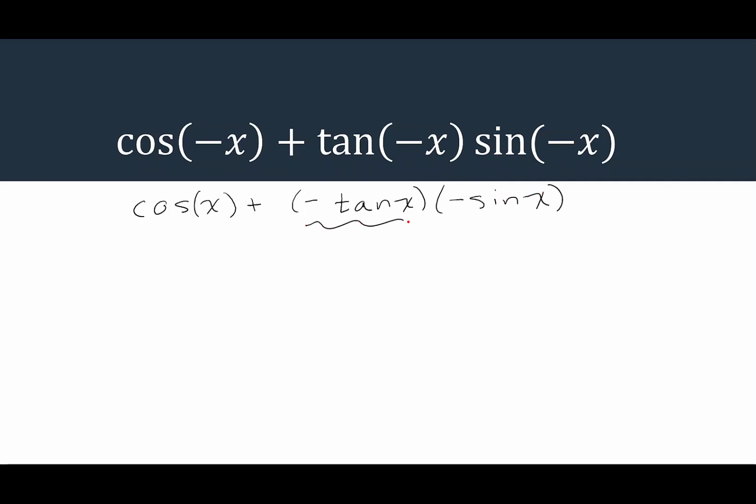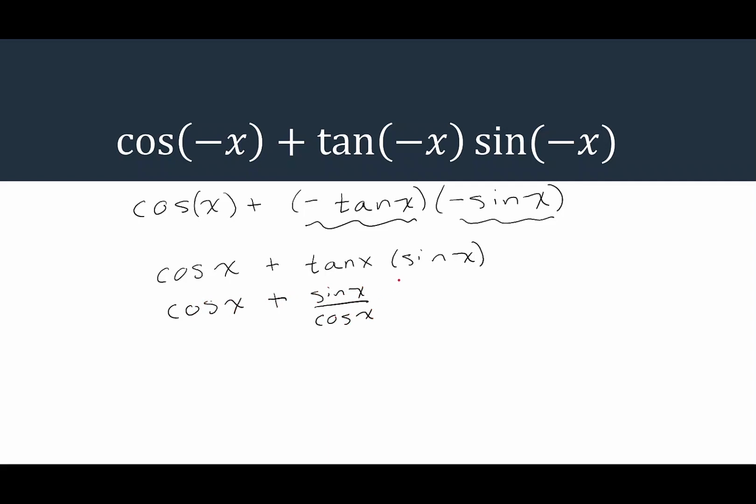When we put together the negative from the tangent with the negative from the sine, we get a positive. Now I have cosine of x plus the tangent of x times the sine of x. Here I have the cosine of x plus tangent is sine x over cosine x, and then I have times sine x. Now I have cosine of x plus sine squared of x over cosine of x.